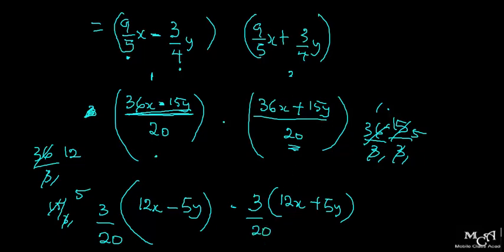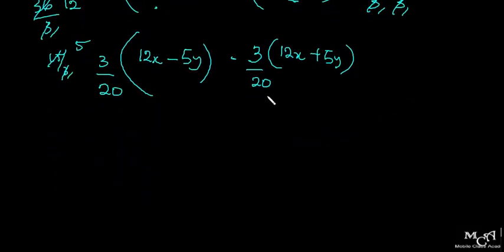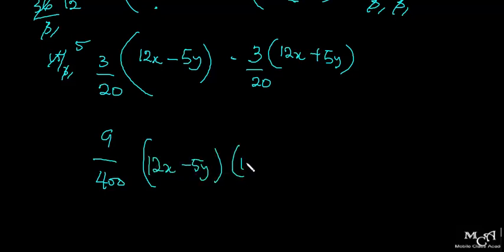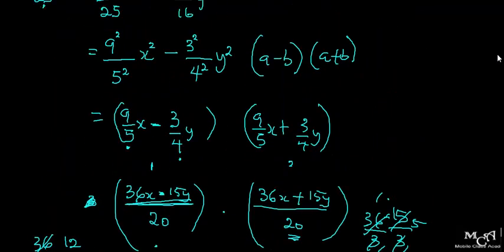Now the last thing we are going to do is multiply these two brackets together. So if we do that, we are going to have 3 times 3, which is 9. 20 times 20, 400. Into bracket 12x minus 5y, 12x plus 5y. So this is the answer to this question. This is the answer to the question above.